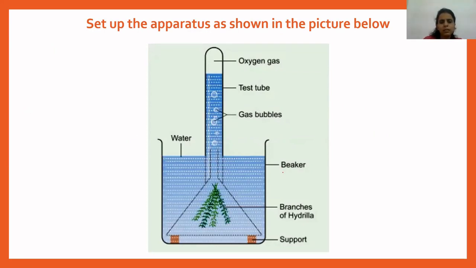You should have a beaker, and the beaker should be filled with water, and then you should have any water plant. This is very important. You should have any water plant. Now, the most commonly available water plant is Canadian pondweed, which is also known as hydrilla. So you can take hydrilla or Canadian pondweed. There is one more plant called Elodea. These are the commonly available aquatic or pond water plants.